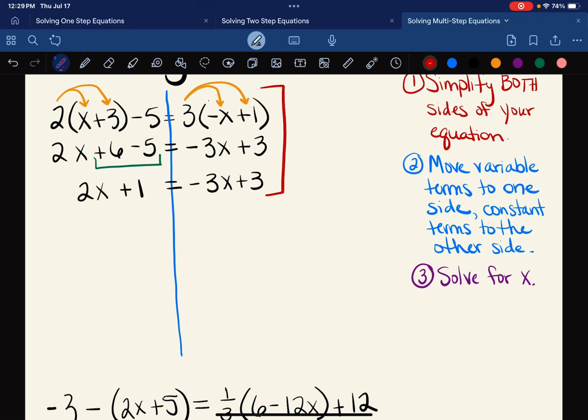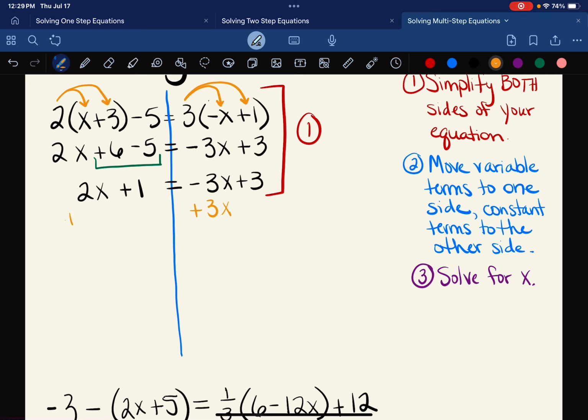That was step 1. Step 2 is we want to move all of our variable terms to one side of the equation and our constant terms to the other side of the equation. So I see that this negative 3x right here is a variable term, and this 2x is a variable term. So let's move them both to the left side, and it's your decision. You can move them either direction. But I'm going to add 3x.